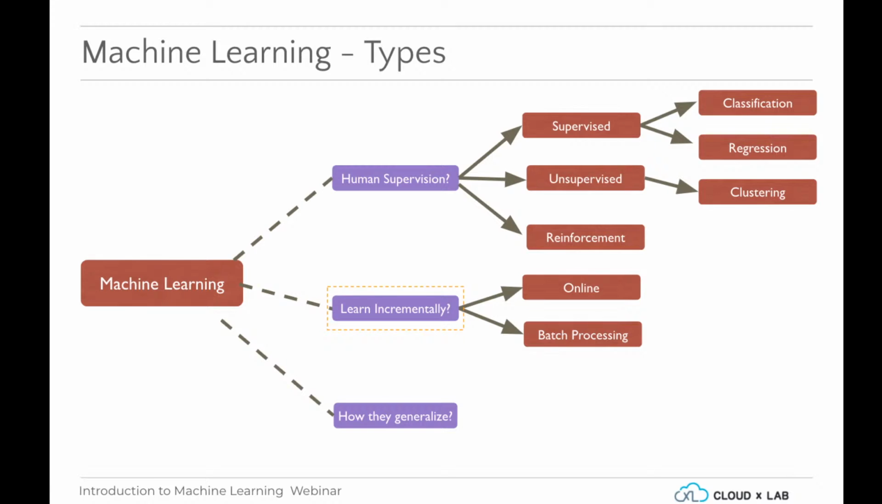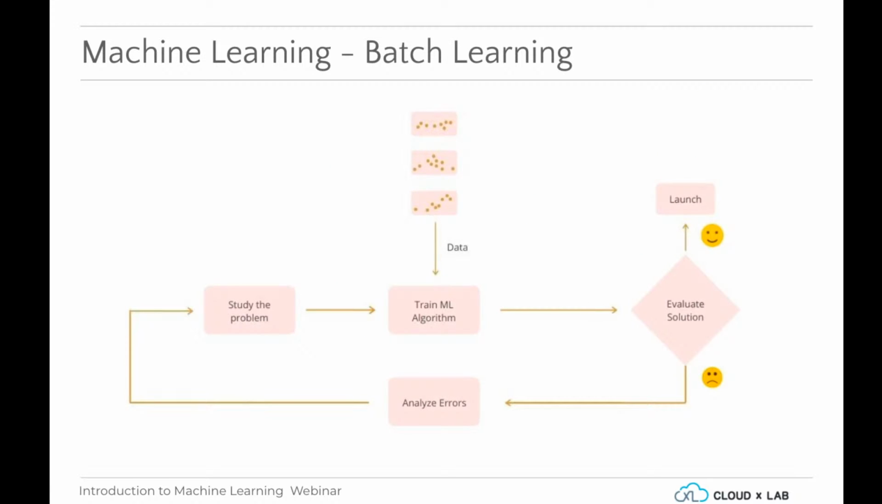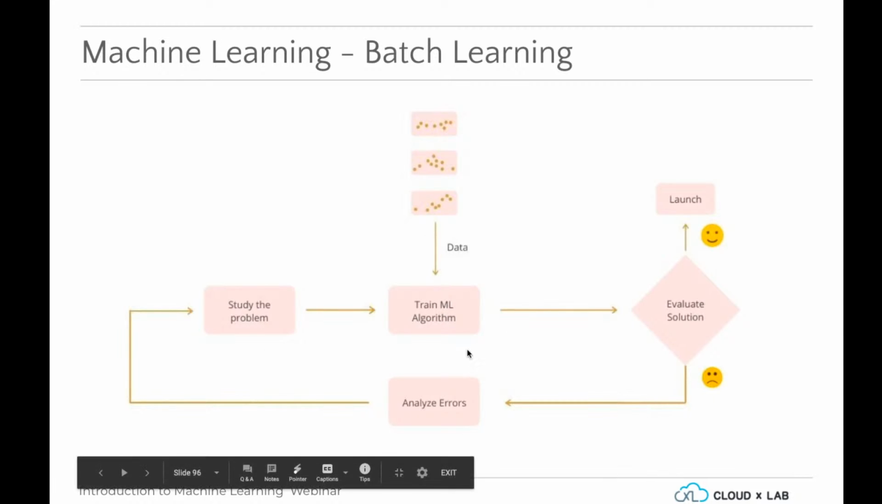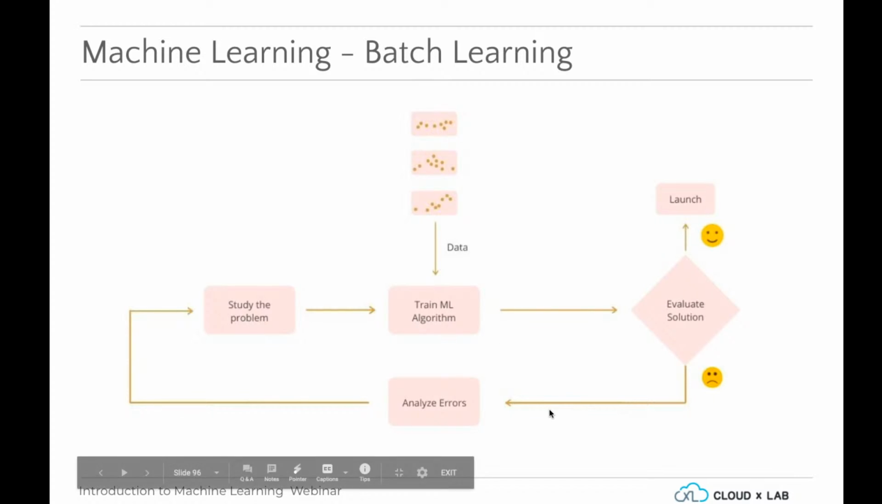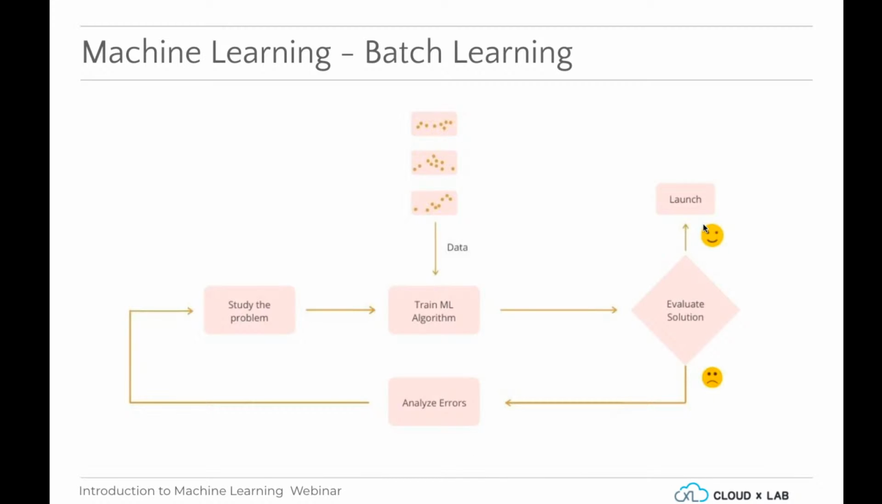Okay, now this next technique we're going to talk about is learning incrementally. What happens in batch learning is that the data is given in batches. You have a training algorithm, all the data doesn't come together, it's given in batches. The algorithm still stays the same. You study the problem, feed the data in batches, evaluate the solution. In case it's unsatisfactory, you keep doing this over and over again. And once you're satisfied, you launch the program.